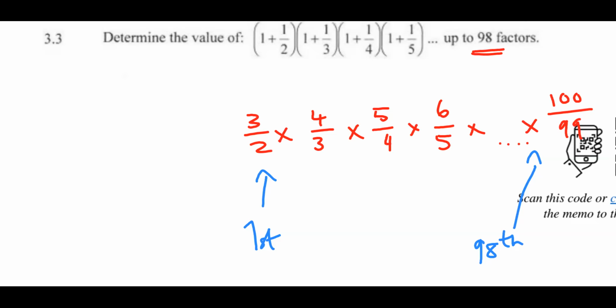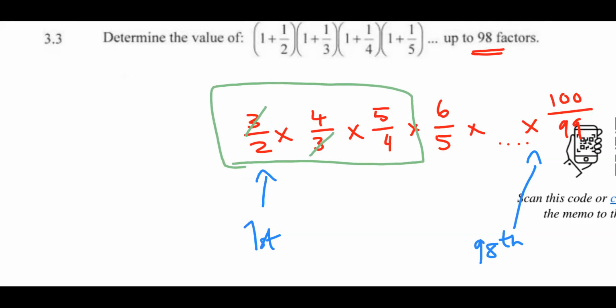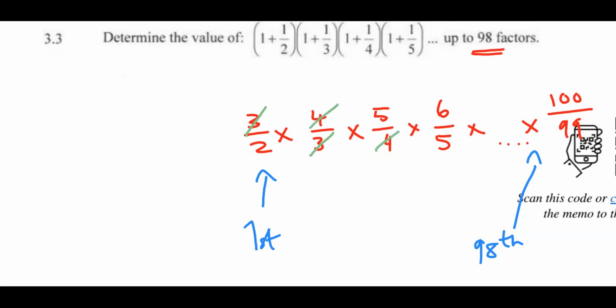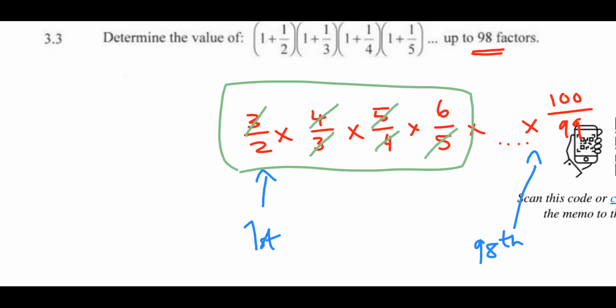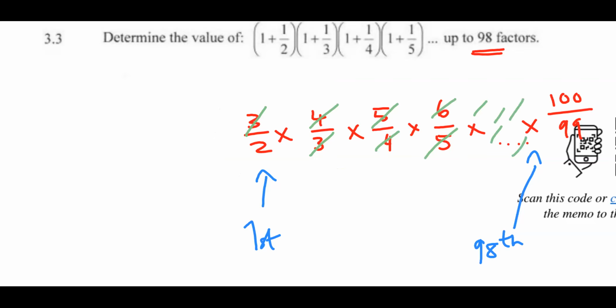Since all of these things are being multiplied, let's start by multiplying the first two terms. If we say 3 over 2 times 4 over 3, can you see that these threes cancel? Sorry, you're left with 4 over 2, because the threes cancel. If you continue multiplying, let's say the first three terms, the fours cancel. So not only threes, but also the fours cancel. And guess what? If we continue, the fives cancel, the sixes cancel, everything in between will cancel except for the 2 and the 100. That's the only two things that will remain. So your answer is 100 over 2, and that's equal to 50.